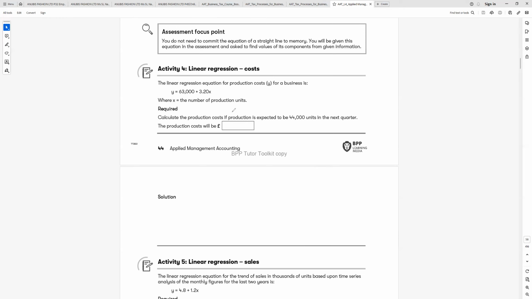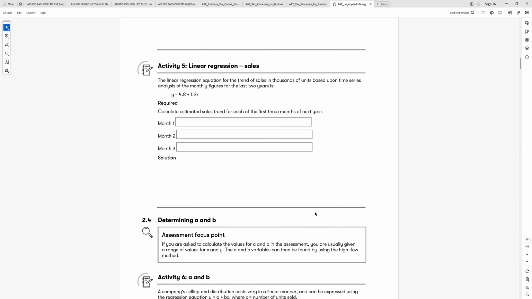So let's do that. We have a is the fixed cost, 63,000, b is the variable cost per unit, and x is the number of units. So let's find it out. How many units do we have? So 63,000 plus 3.20 multiplied by 44,000 units. And that will give me a total of 203,800. That's it. That's not a difficult one. Let's do the next one.